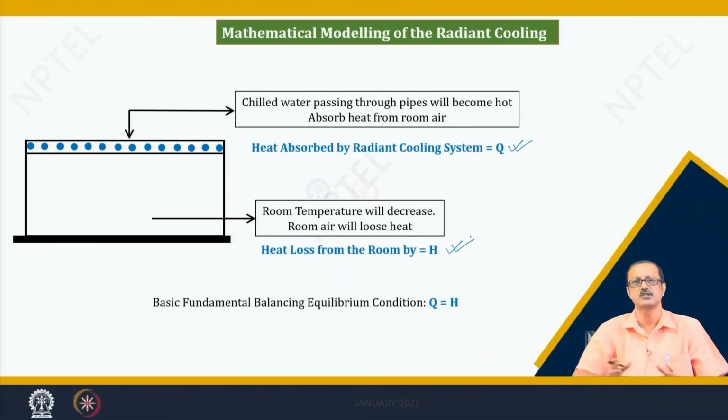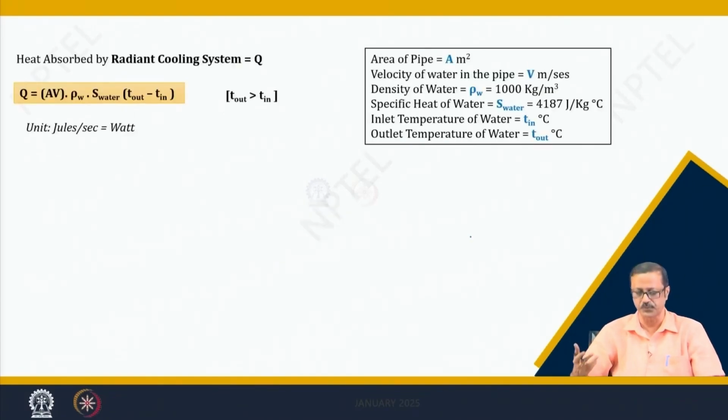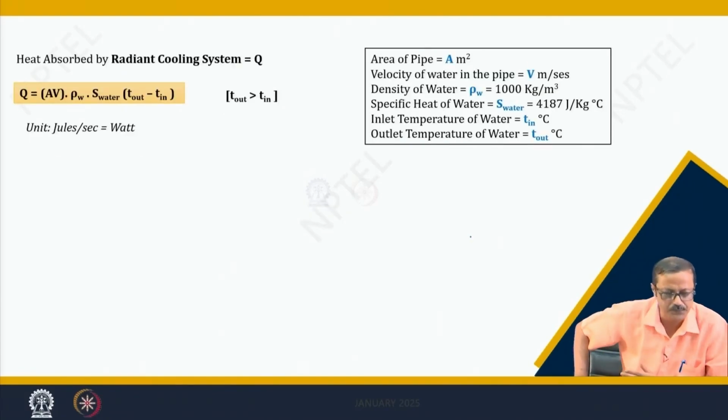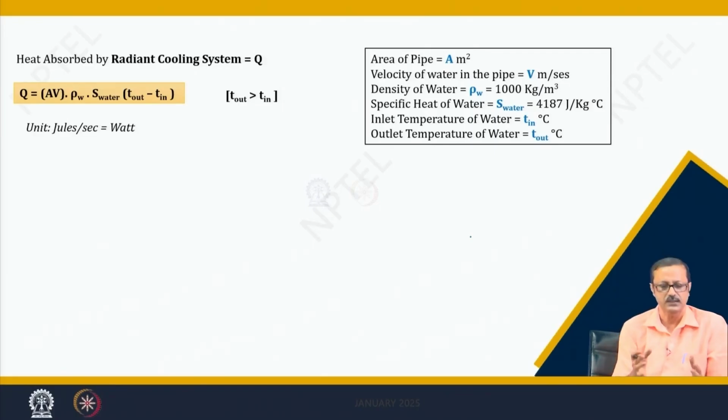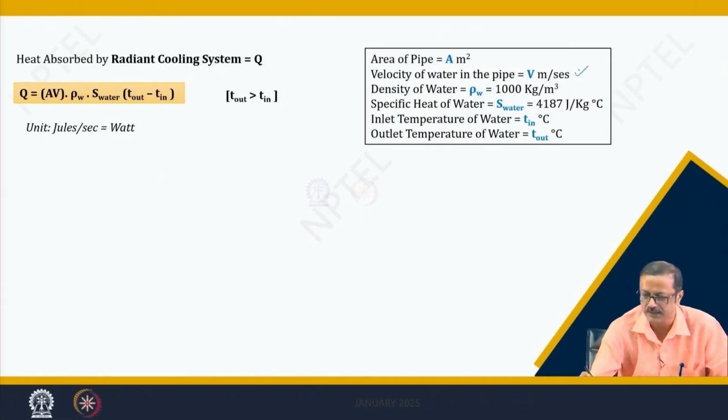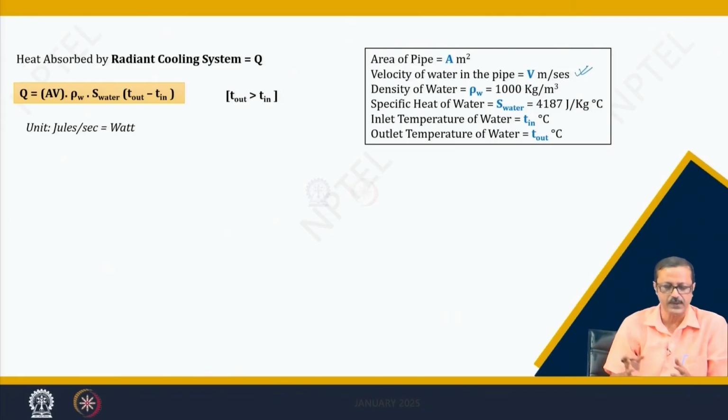This heat balance must be equal. So, let us see how to compute this Q and how to compute this H. Q can be computed as A into V. What is A? A is the cross-sectional area of the pipe, and V is the flow velocity of the water that is passing through this particular chilled water pipe.